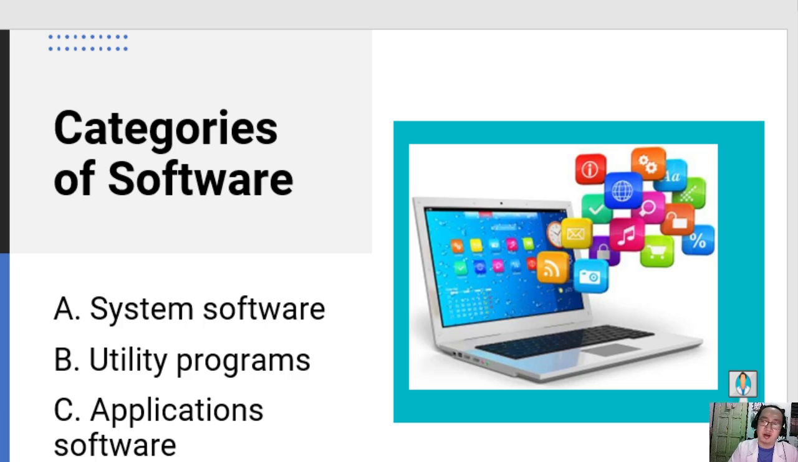So in computer software, based on this reference, there are three categories, although other books present the two main categories, which are system software and application software. For the resources that I used, I have three: system software, application software, and also utility programs.